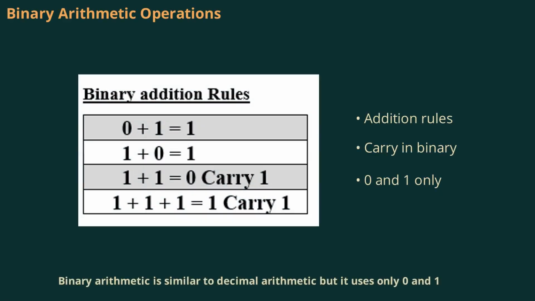Binary arithmetic is similar to decimal arithmetic, but it uses only 0 and 1. You can perform addition, subtraction, multiplication, and division with binary numbers. The rules for binary addition are straightforward. 0 plus 0 is 0, 1 plus 0 is 1, 1 plus 1 is 0 with a carry of 1, and so on. Mastering these operations is crucial for understanding how computers perform calculations at the most basic level.